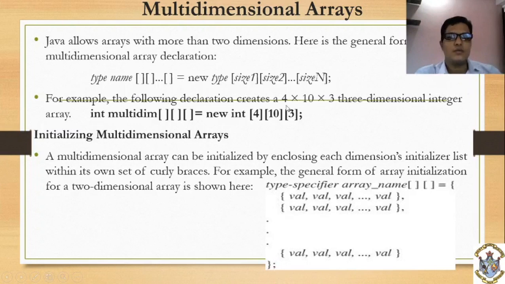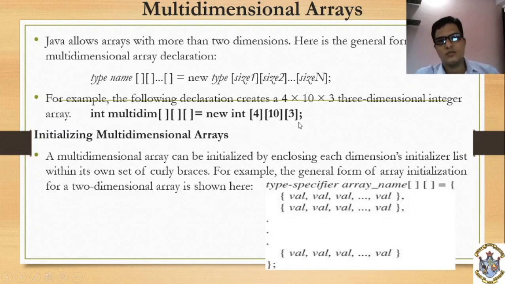For example, here we are taking int multi-dimensional of 3 square brackets, and you are creating that multi-dim variable of integer type. It consists of 4, 10, 3. Then what does it mean?